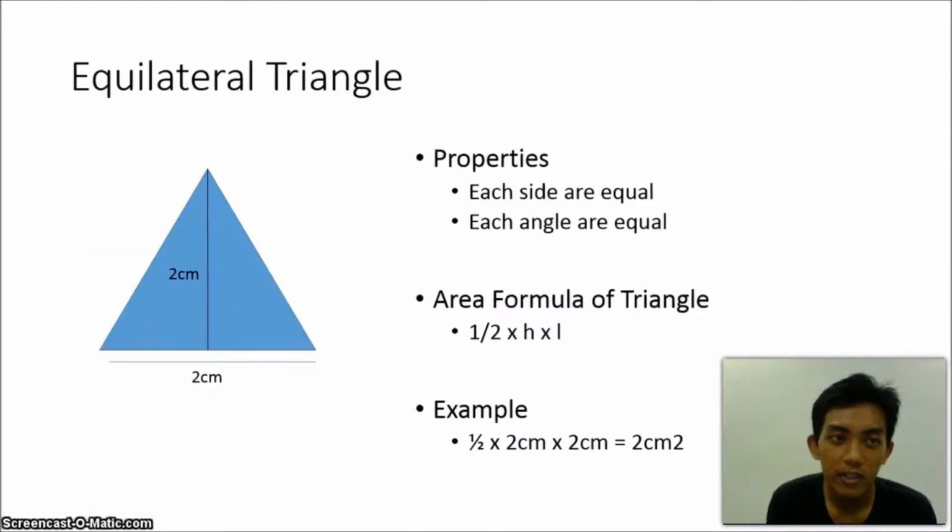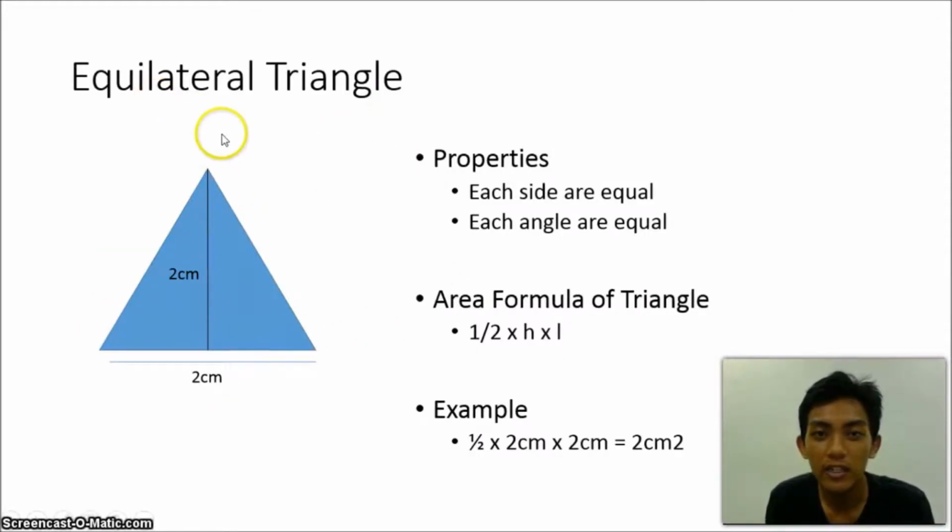Now let us go to the first, the equilateral triangle. The property of this equilateral triangle is that each of the sides of this triangle are equal, meaning the angles inside this triangle are equal. So the area formula of this triangle is 1/2 times its height times length. An example, 1/2 times 2 cm times 2 cm equals 2 cm squared. That will be the area of this equilateral triangle.